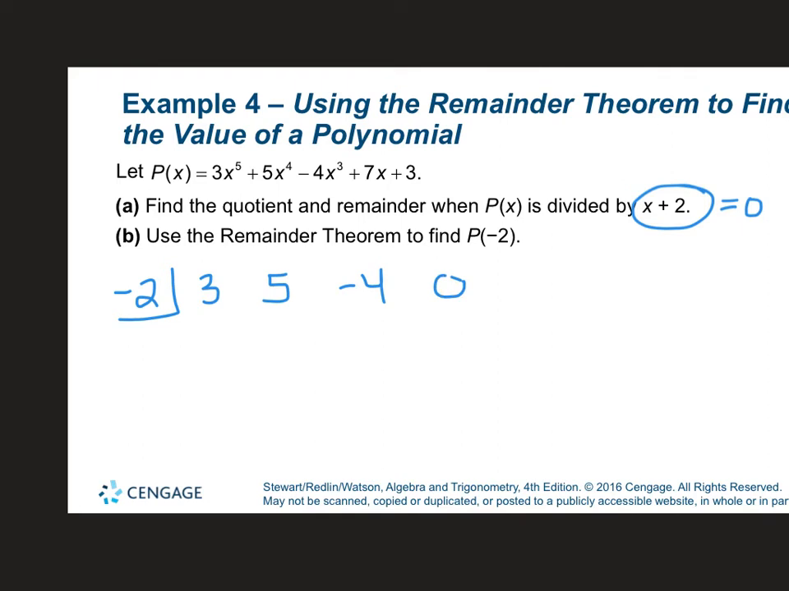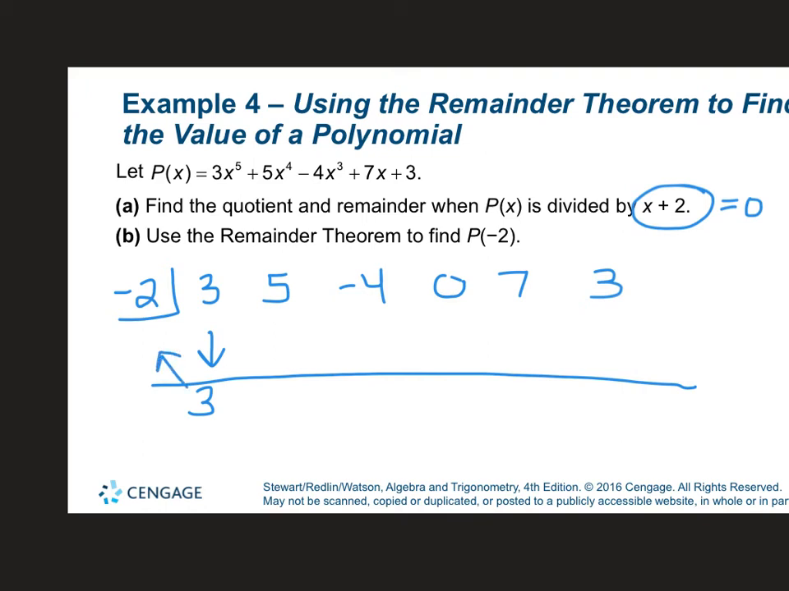Then I have 7. Then I have 3, right? If you need to remind yourself, go through. This is 5, 4, 3, 2, 1, 0. Okay, good. For synthetic division, we bring down the first term, and then we multiply.